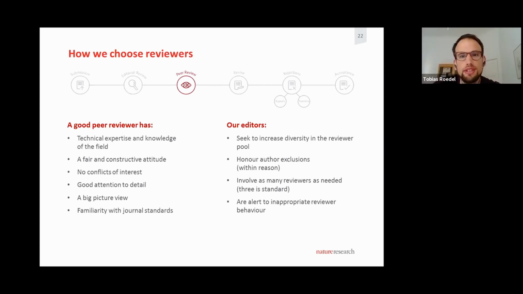So usually we choose 3 reviewers, and one of them, for a condensed matter physics manuscript, is an experimentalist who is an expert on this specific research topic. One is a theoretician having the expertise, and then the third one is a little outside of this research community, but gives this big picture view. And of course, we want the peer review to be constructive, so we want to improve the paper. And we, as editors, honor the author exclusions, and we involve as many reviewers as needed. The standard is 3, can be less, can be more.